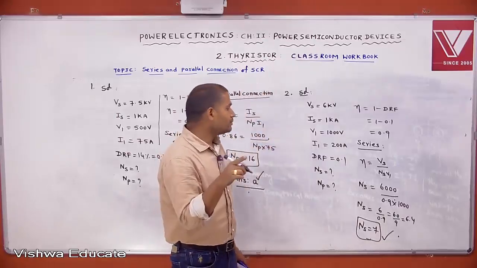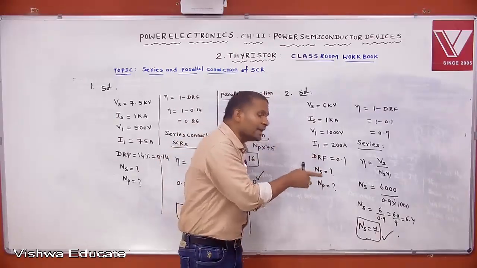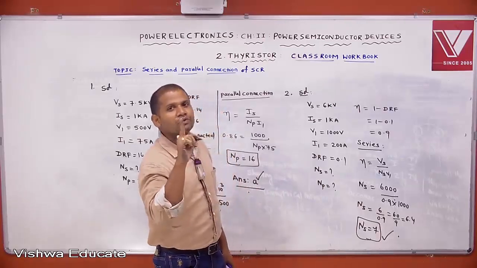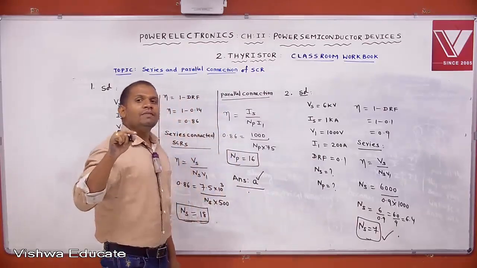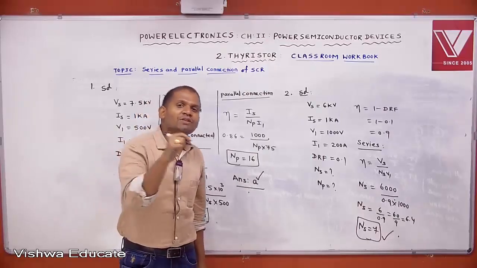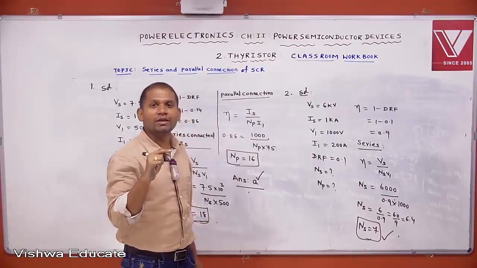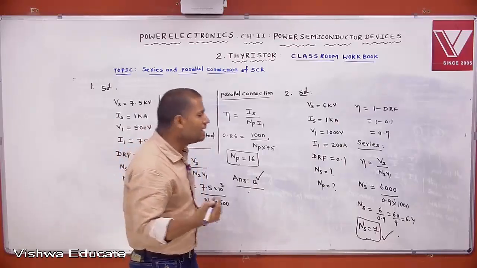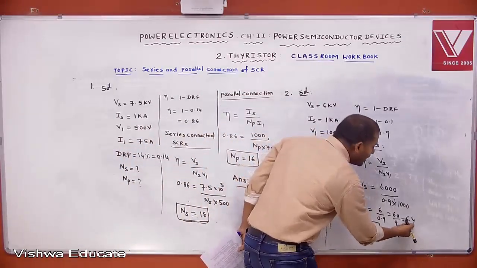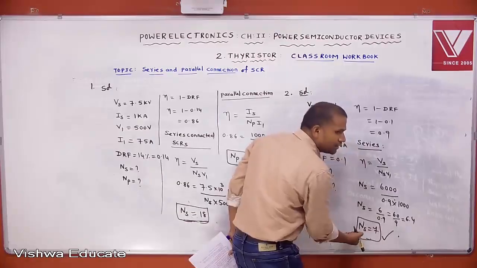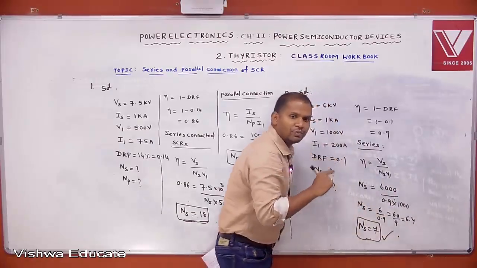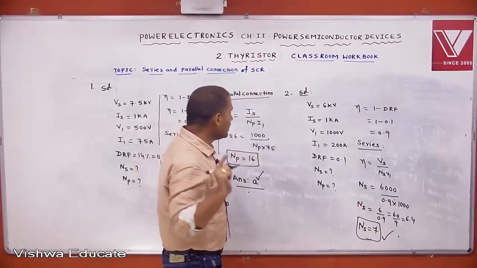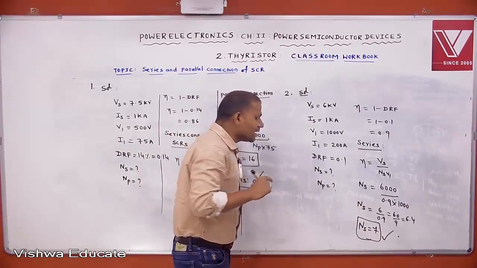Point to remember: even if you get 6.1, you take 7. It is not according to mathematics, but technically. As I told you, in the selection of a string you give preference to reliability. If you want to maintain high reliability, you maintain a greater number of SCRs. That is why, even if 6.1 comes, you take 7, don't take 6. Technically you consider it that way. That is the number of series connected SCRs.